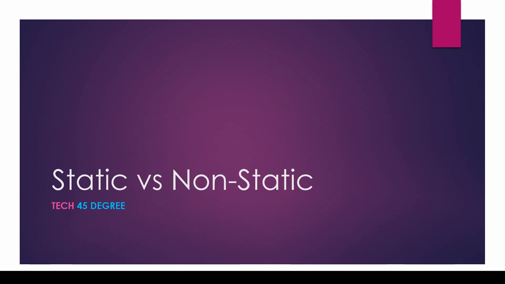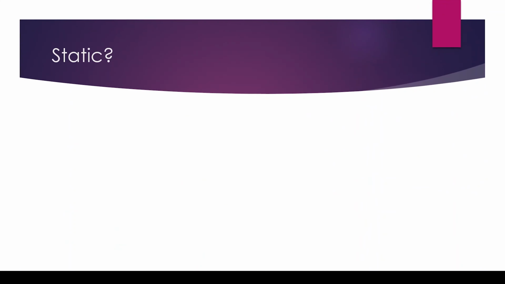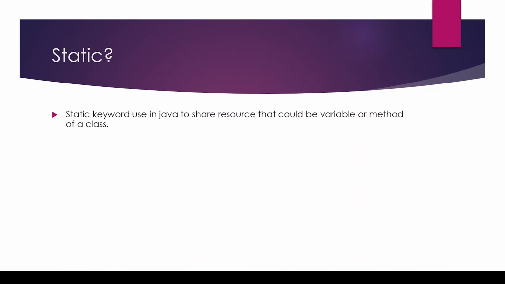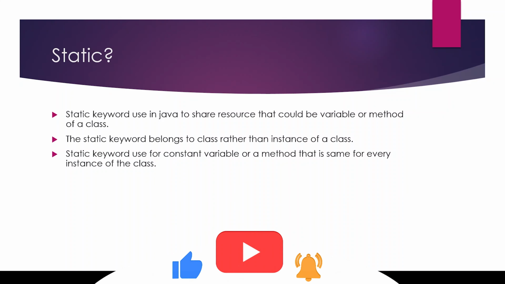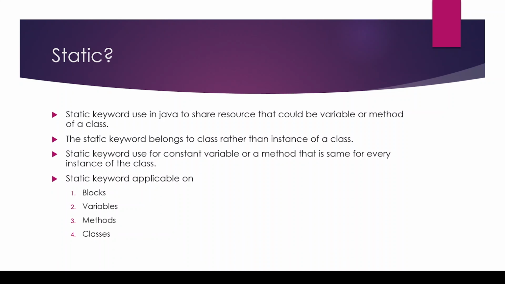In this video, we will try to understand static versus non-static with practical implementation. The static keyword is used in Java to share a resource, which could be a variable or method of a class. The static keyword belongs to the class rather than an instance of a class. It is used for a constant variable or a method that is the same for every instance of the class. The static keyword is applicable on blocks, variables, methods, and classes.